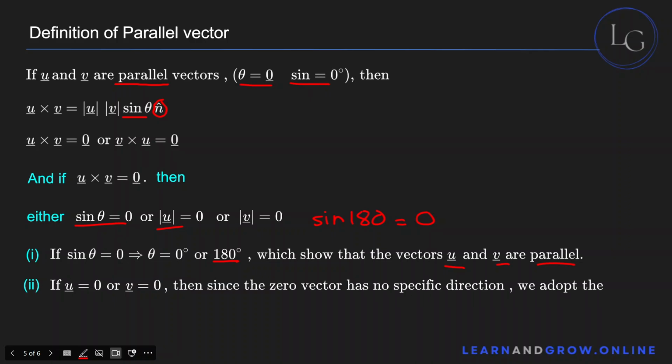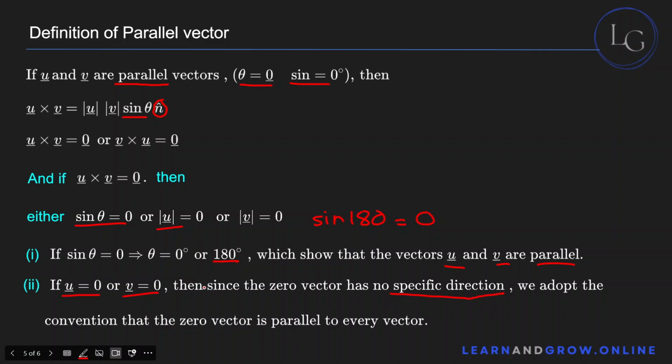Simple rule. If u is equal to 0 or v is equal to 0, then since the 0 vector has no specific direction, we adopt the convention that the 0 vector is parallel to every vector, right? 0 vector is basically nothing, so it's basically parallel to everything. So that's just a very simple explanation. But further, it is very important to remember this particular point. Since the 0 vector has no specific direction, it is parallel to every vector. And so yeah, these are the two rules, and that's just it.